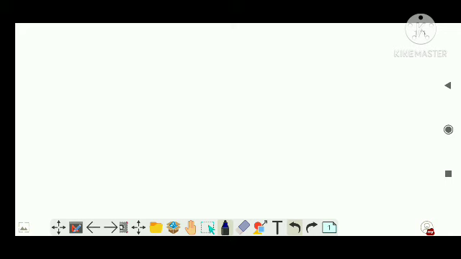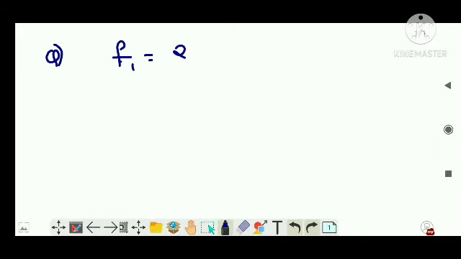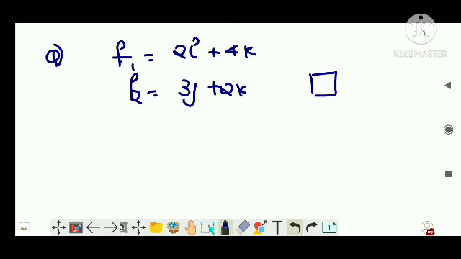Right. Now if two forces, F1 is given as 2i plus 4k, and F2 is given as 3j plus 2k. I'm not writing cap, okay? It is acting on a body, right? So that the body is displaced from (1, 0, 0) to (2, 1, 1).